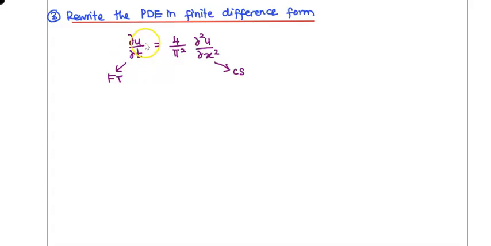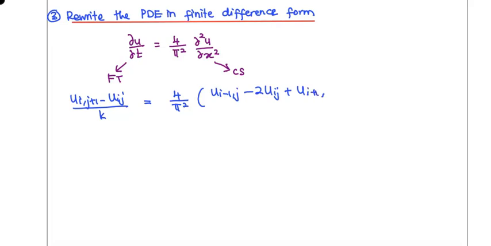So we are using the forward difference to rewrite the derivative with respect to the time, and we are using the centered difference to rewrite the second derivative with respect to the space x. So we are replacing del u del t with (u i,j+1 minus u i,j) over k equals 4 over pi square times u xx, which is (u i-1,j minus 2 u i,j plus u i+1,j) over h square.